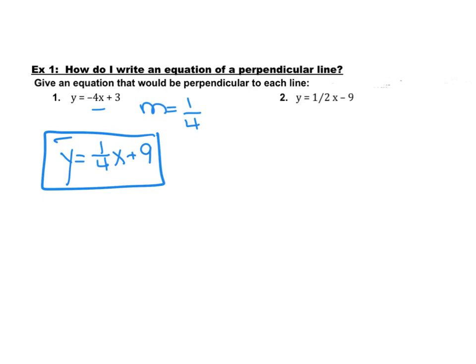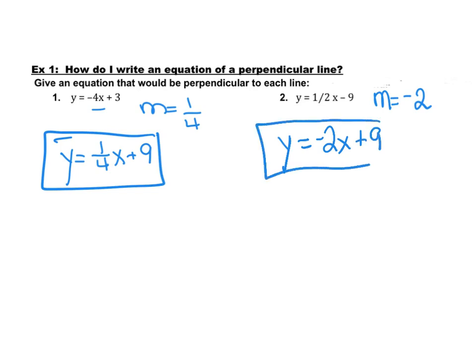All right, so for our next one, we want to write an equation that's perpendicular. So I'm going to have my slope, the opposite of positive is negative, and the flip of 1/2 is 2. So I'm going to have a slope of -2. So I'm just going to write any equation. y can be equal to -2x, I'm going to say +9. And again, your y-intercept can be any number you choose.